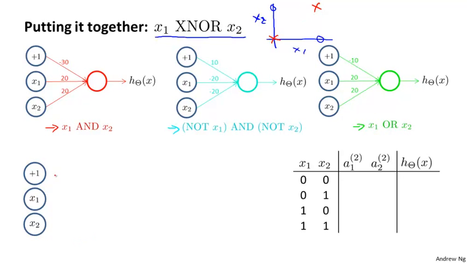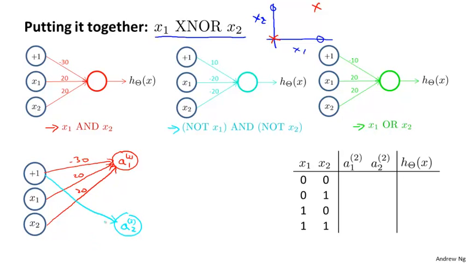Let's draw the network. I'm going to take my input plus 1, x1, x2, and create my first hidden unit here. I'm going to call this a2-1 because that's my first hidden unit. And I'm going to copy the weights over from the red network, the x1 and x2 network. So I have minus 30, 20, 20. Next, let me create a second hidden unit, which I'm going to call a2-2. That is the second hidden unit of layer 2. And I'm going to copy over the cyan network in the middle. So I have the weights 10, minus 20, minus 20.